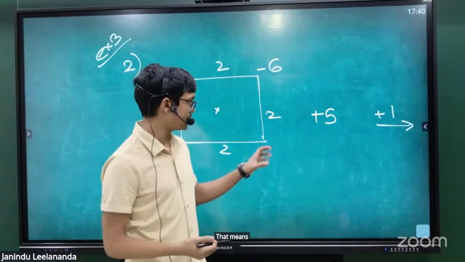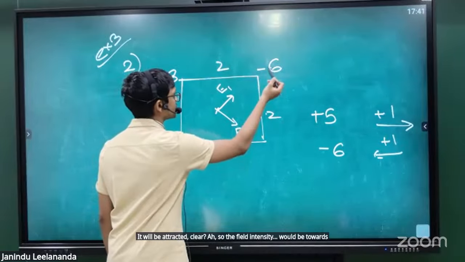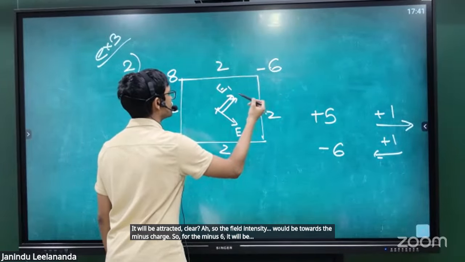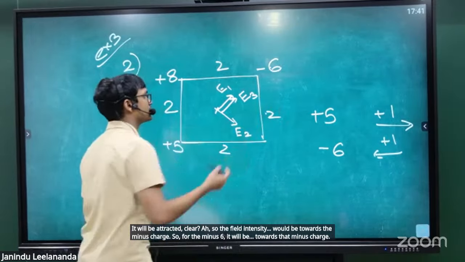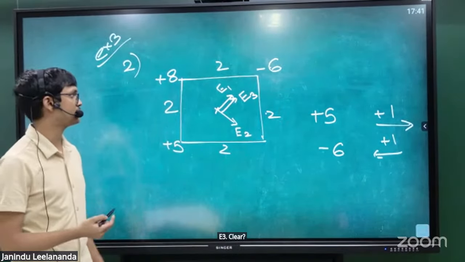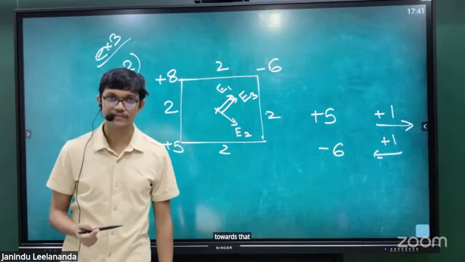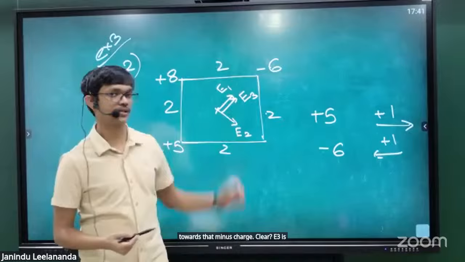Clear? E1. The field intensity from this +8 would be in this direction, E2. And when you consider a negative charge, if you place +1, it will be attracted, right? So the field intensity would be towards the minus charge. So for the -6, it will be towards that minus charge, E3. Clear?